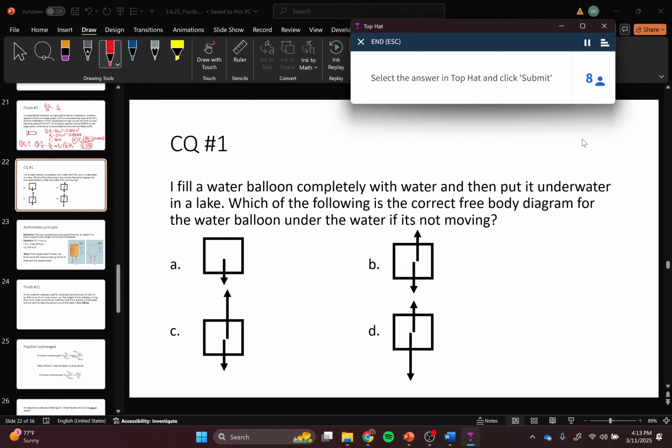So yeah, I fill a water balloon with water, and I put it underwater. Which of the following is the correct free body diagram for the balloon underwater if it's not moving? That's very important. Use your previous knowledge to answer this. Draw the free body diagram. Keep in mind it's not moving. Keep in mind we're on planet Earth.